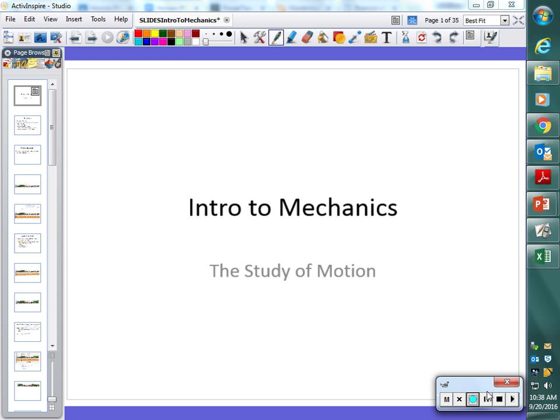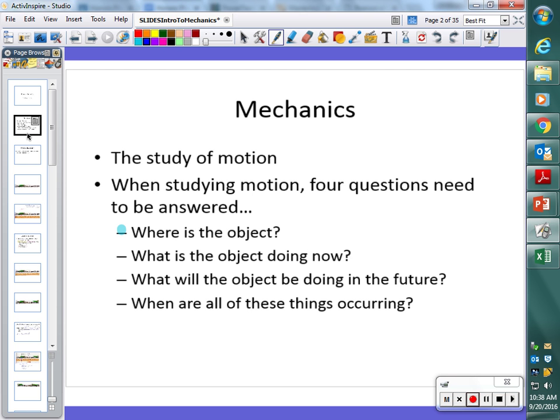Where is the object? What is the object doing now? What is it doing now? What will the object be doing in the future? What's it going to do next? And when are all these things occurring? And if we can answer those 4 questions, right, we do a good job of describing that motion.